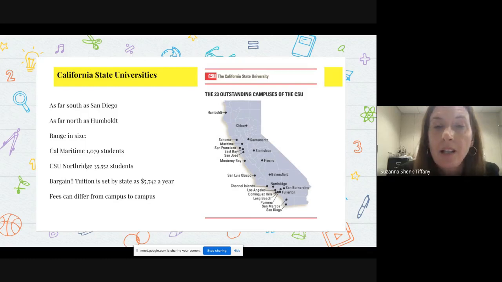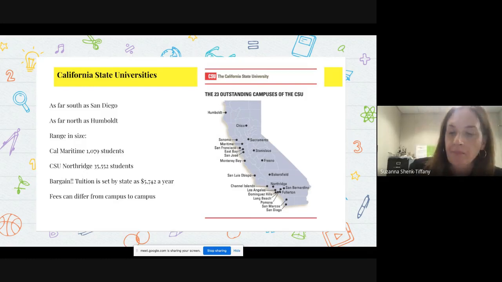The best part I'd say about the CSU system is that it is a bargain. The tuition is set by the state at $5,742 a year. There are also additional fees. So between tuition and fees, some campuses like San Luis Obispo, it's closer to $8,000 altogether. But still, it's quite a bargain compared to a lot of other universities.